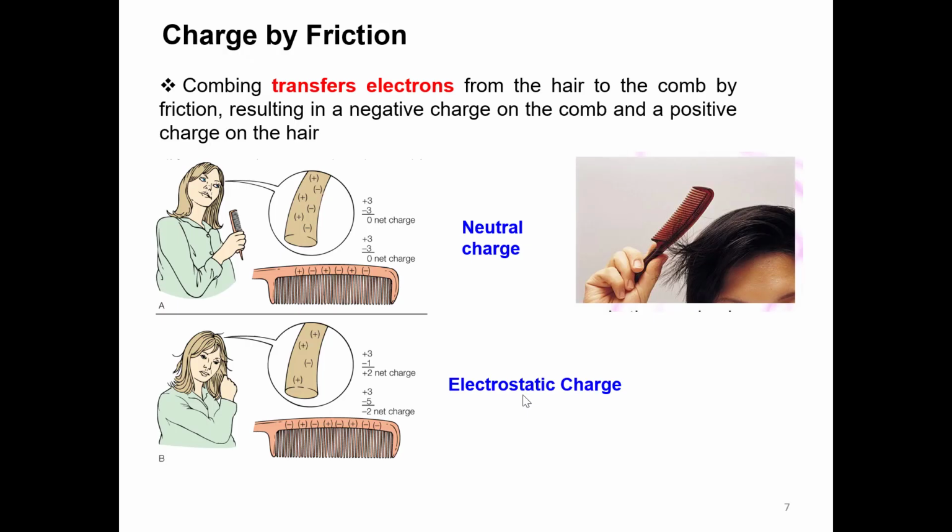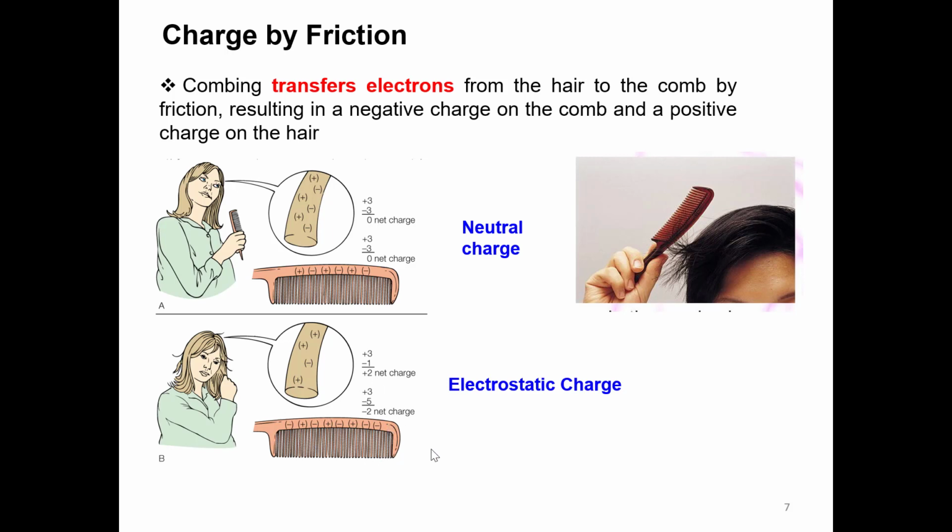One example of charge by friction occurs when we comb our hair. What happens before we comb our hair? The hair is neutrally charged and the comb also is neutrally charged. We can see the net charge equals 0, the same number of positive and negative charges. Now, what happens after we comb our hair? We can see the hair loses electrons, and now the hair is positively charged.